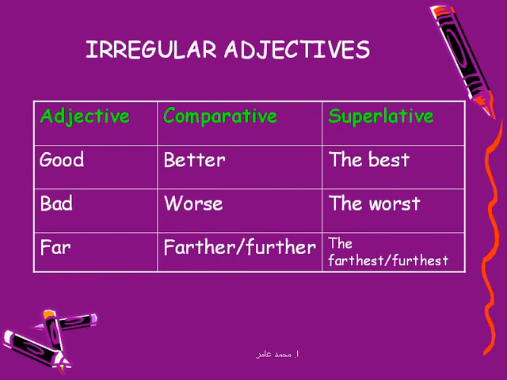Irregular adjectives. Good, in the comparative form it becomes better, in the superlative form it becomes the best. Bad, in the comparative form it becomes worse, and in the superlative form it becomes the worst. Far, it becomes farther or further, and the farthest or the furthest.